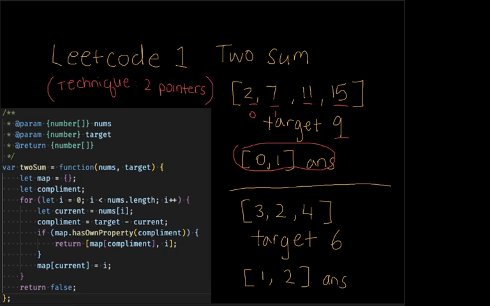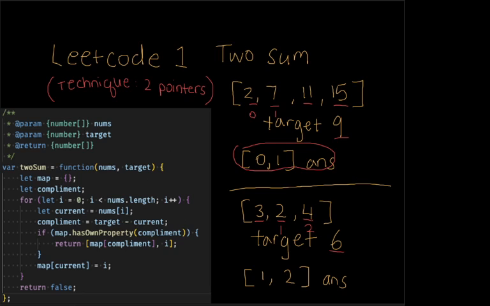The second example is if you had an array that has values that perhaps are not in ascending order like we had in the first example. So here we have 3, 2, and 4, and the target is 6. And your answer is going to be 1 and 2 because those are the index values of the numbers that give you what you want.